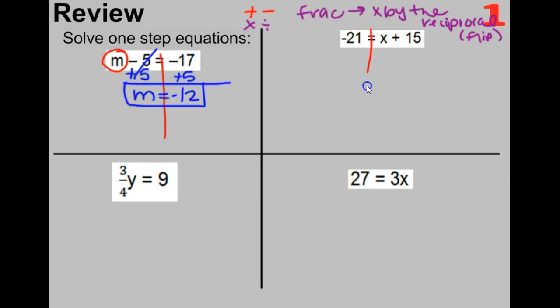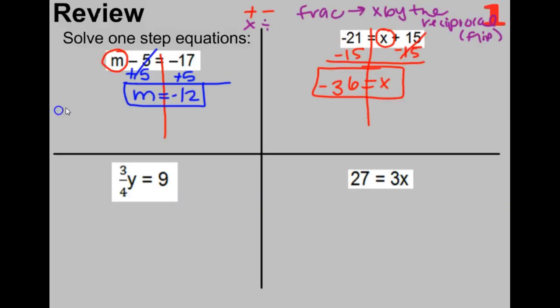Alright, let's try this next one. We want to get x all by itself. The opposite of a positive 15 would be a negative, or subtract 15. So those eliminate. We have x, and then negative 21 minus 15. They're all negative, same sign, add them up. 5 plus 1 is 6, and 2 plus 1 is 3. Keep the negative sign, so it's a negative 36.